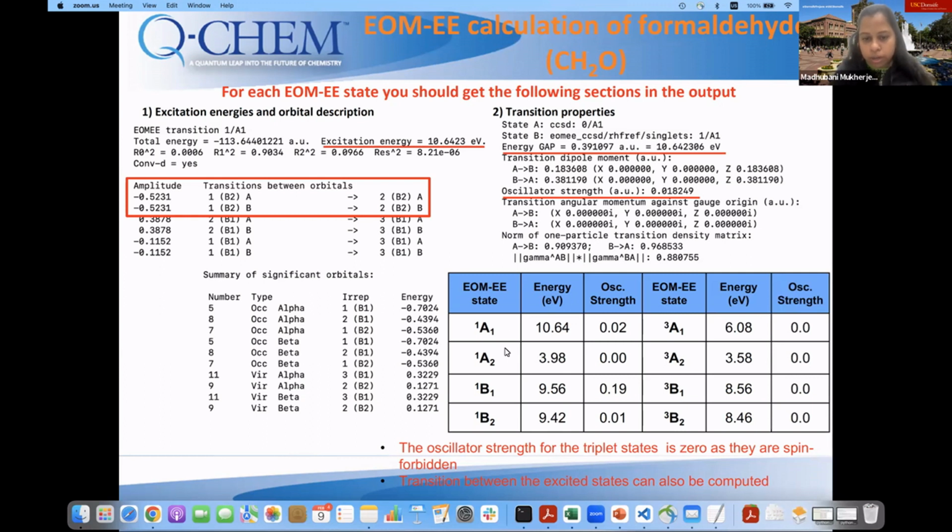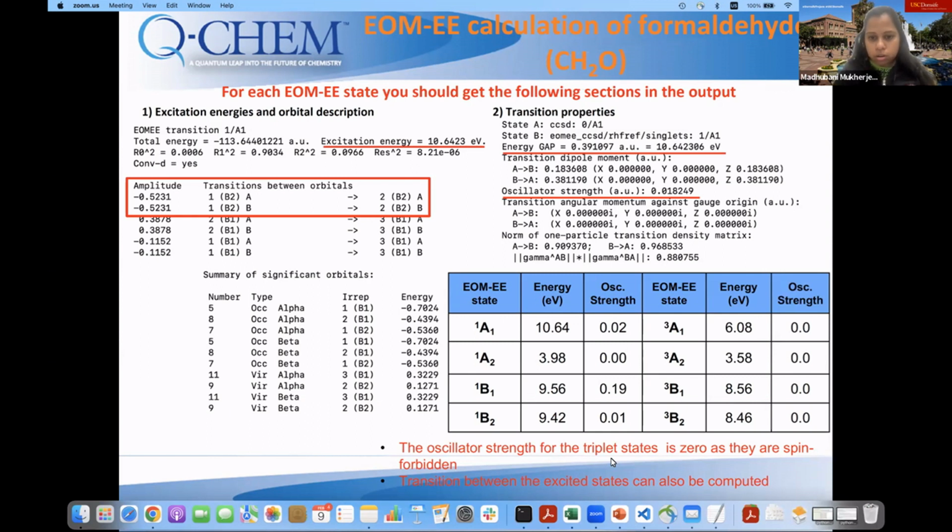So for all our 8 excited states, 4 singlets and 4 triplets, we are listing the excitation energy and the oscillator strengths here. So this is the brightest transition among the singlets. And for the triplet transition states, you can see that the oscillator strength is 0 because they are spin forbidden. So one important thing is that you can even compute the transition between the excited states.